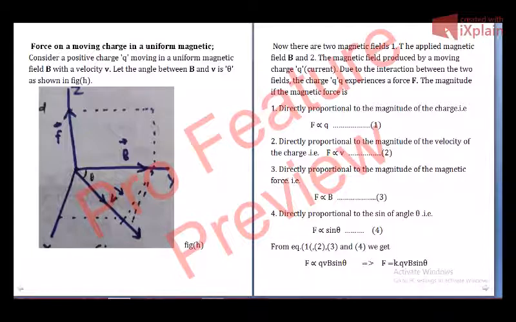We know that a moving charge constitutes an electric current. When a current flows somewhere, a magnetic field is produced around it. If it is flowing through a conductor, the magnetic field is produced around the conductor. So there are two fields: one is the applied magnetic field B, and the other is produced by the moving charge because the moving charge constitutes a current. Now there is an interaction between the two fields.